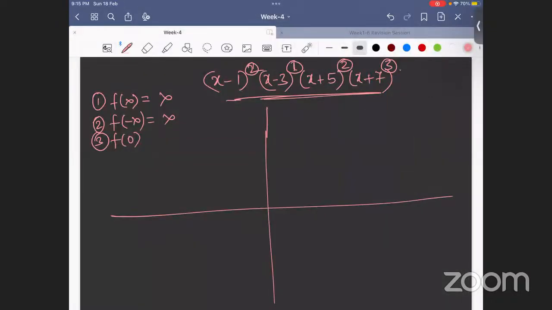Okay. Now let's put the value of x equals 0. If you put x equals 0, you'll get something like 1 squared, then minus 3, then 5 squared, and then 7 cubed. Somewhat like this you'll be getting, correct? Yes, sir. Fine. Now what are the roots of this polynomial?